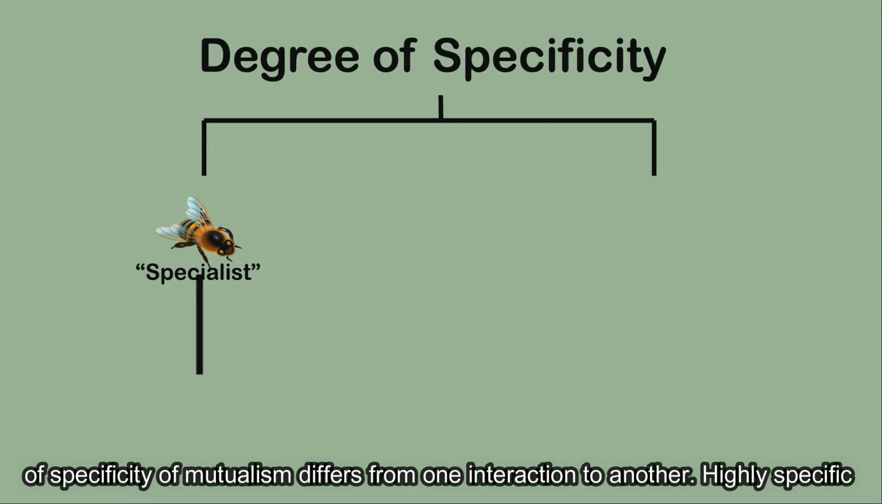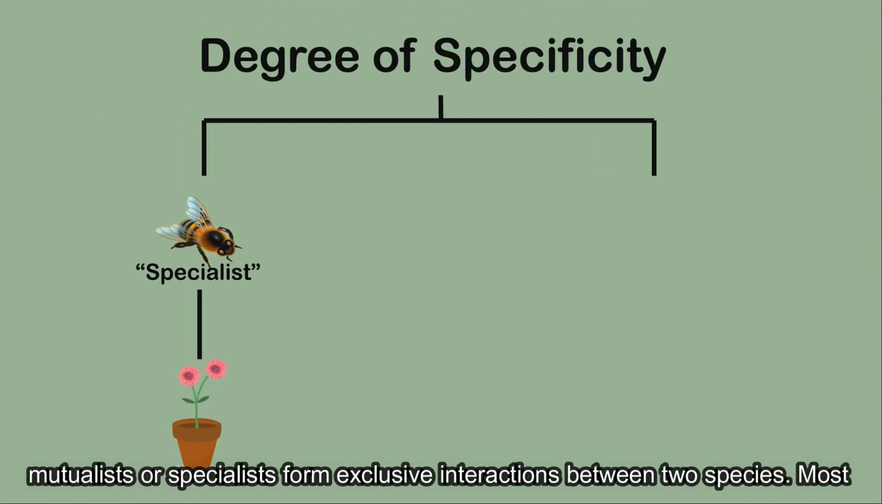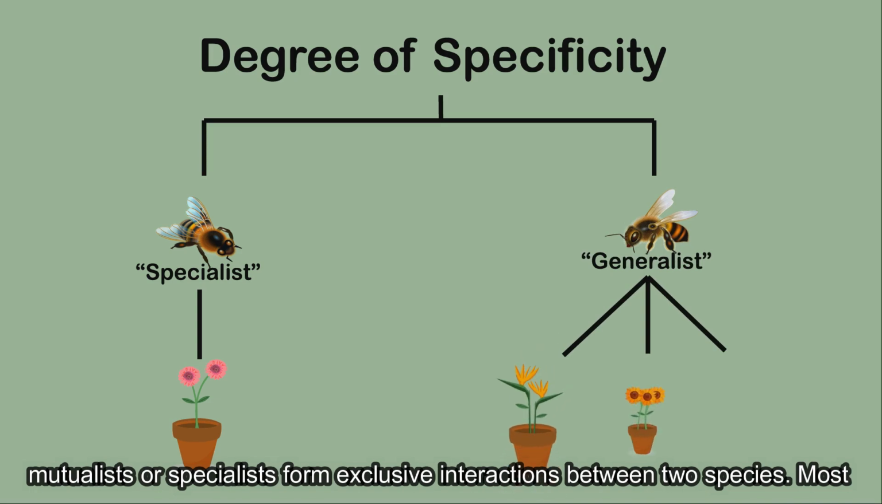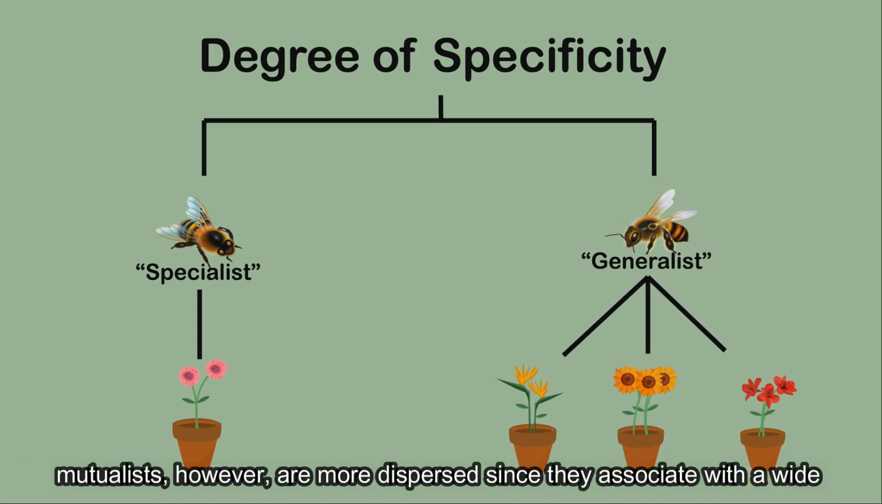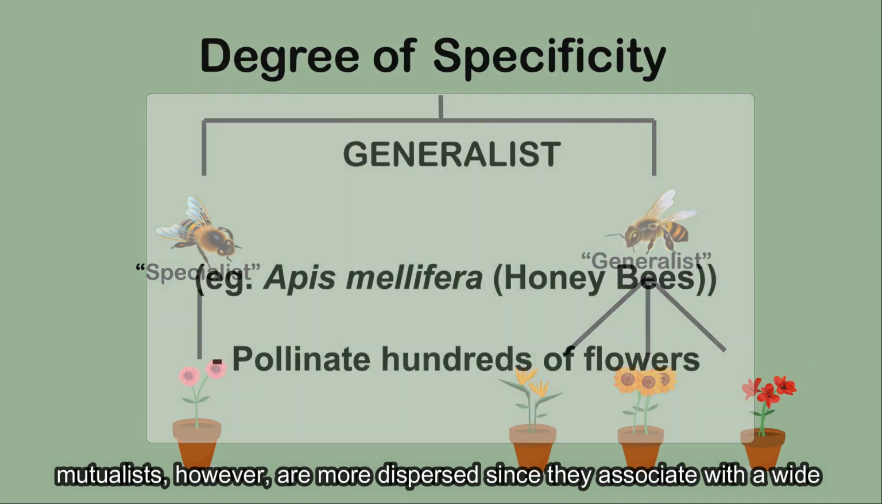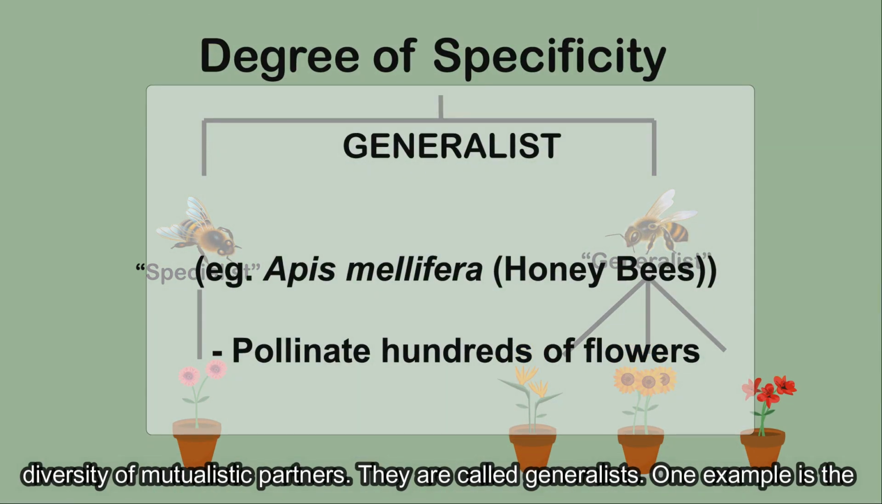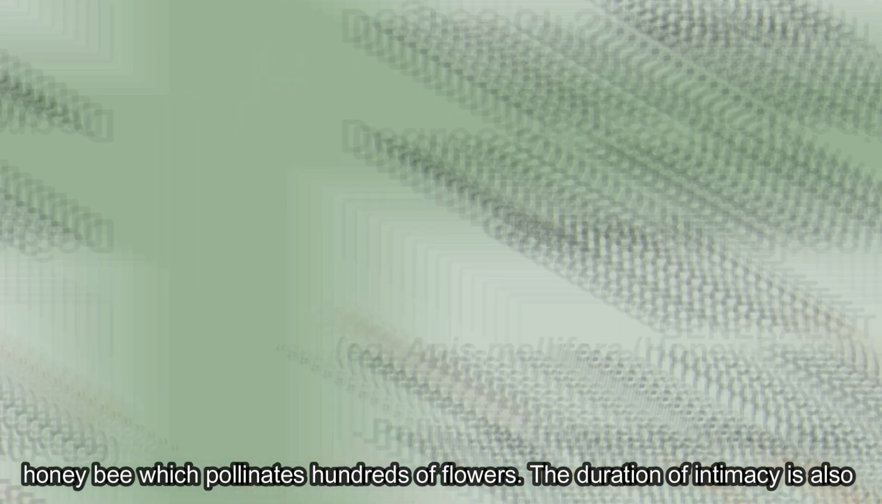The degree of specificity of mutualism differs from one interaction to another. Highly specific mutualists or specialists form exclusive interactions between two species. Most mutualists, however, are more dispersed since they associate with a wide diversity of mutualistic partners. They are called generalists. One example is the honeybees, which pollinate hundreds of flowers.